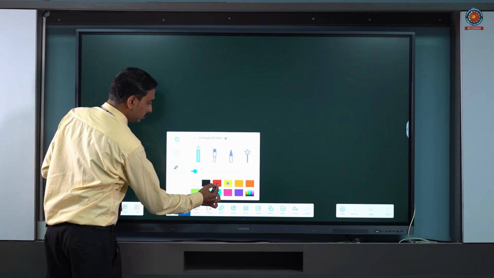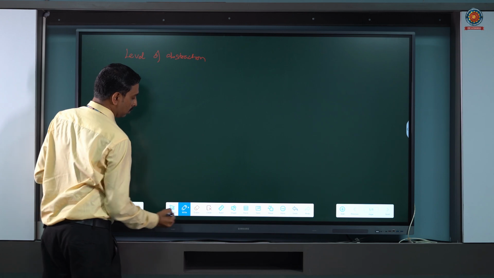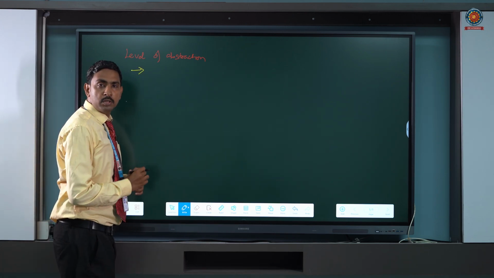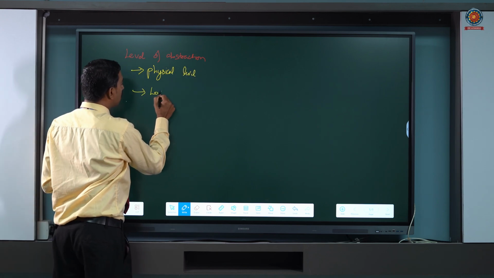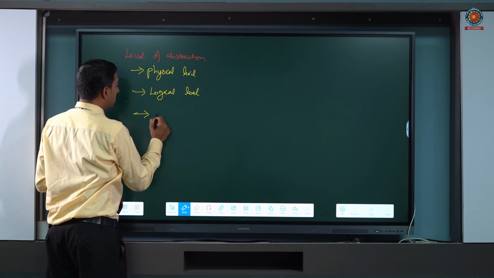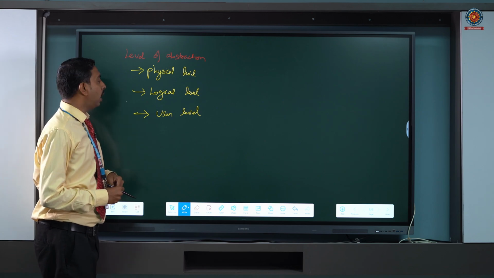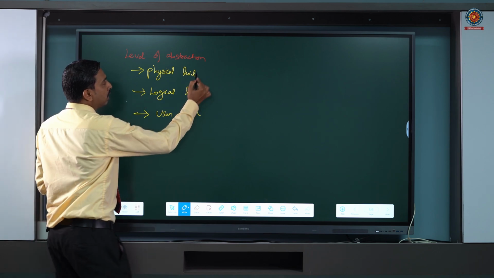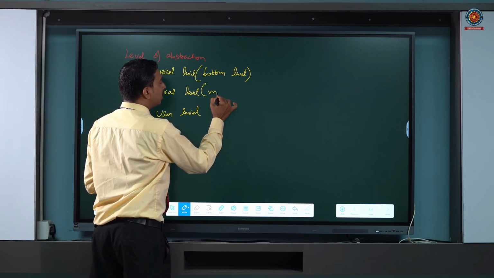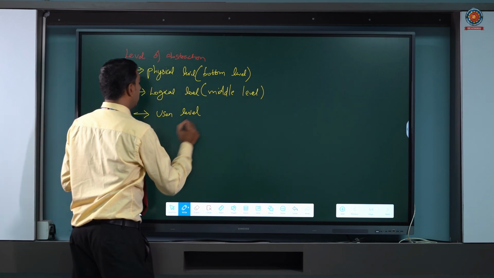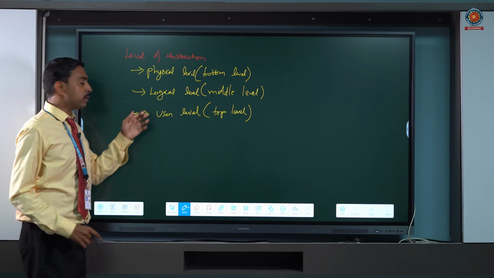First, we are going to see the physical level. So these are the three levels of abstraction: physical level, logical level, and user level. The physical level is the bottom level. Next is the logical level, also called the middle level. Next is the user level, which is the top level. So we split the level of abstraction into three separate formats.